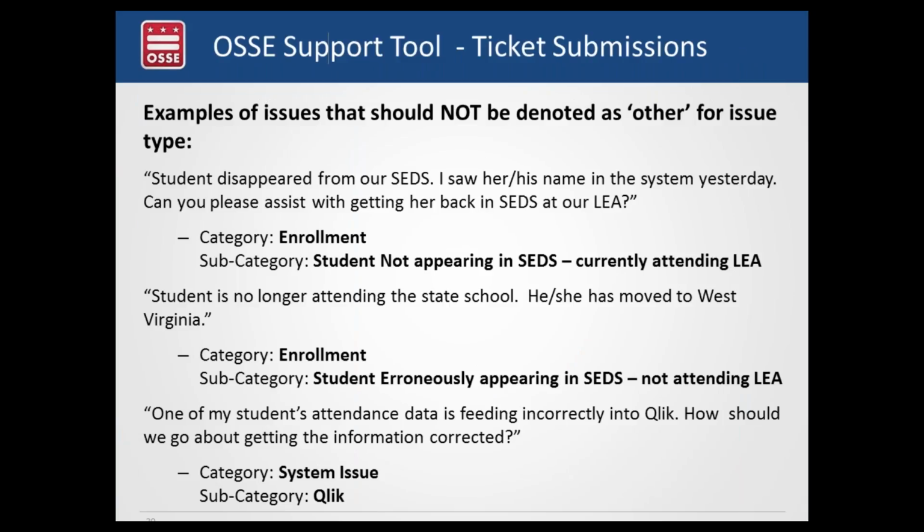And here's a few examples of what should not be an other. So if the student disappeared from our SEDS. I saw his name in the system. Can you please assist getting her back in SEDS? Great. Go to the enrollment category and choose the subcategory that's appropriate. Or if this student is no longer attending our school, they moved to West Virginia. Again, this is an enrollment issue, and then choose the correct subcategory.